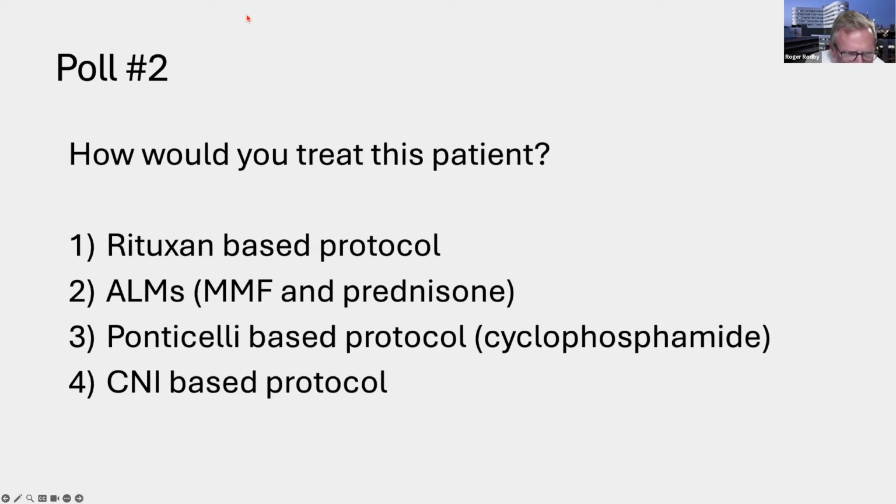How would you treat this patient? Number one, a Rituxan-based protocol. Number two, MMF and prednisone. Number three, a Ponticelli-based protocol, which means cyclophosphamide. Or number four, CNI-based protocol.